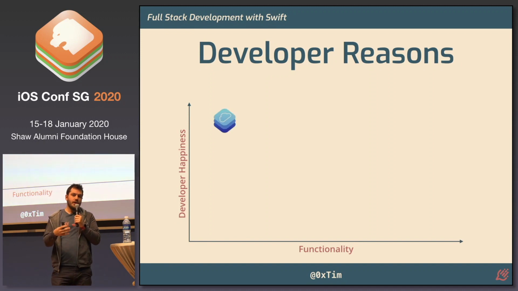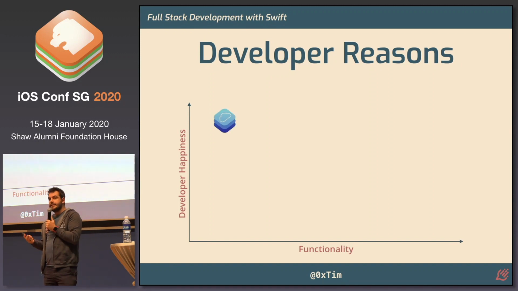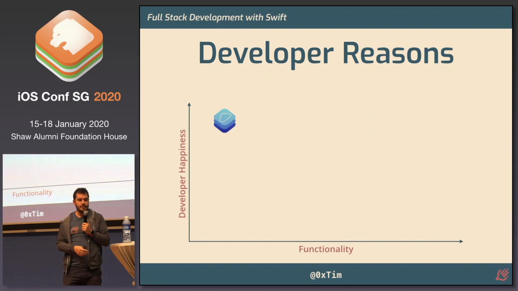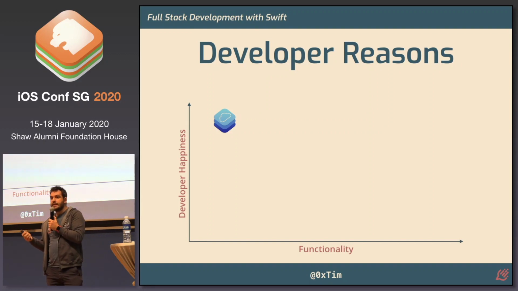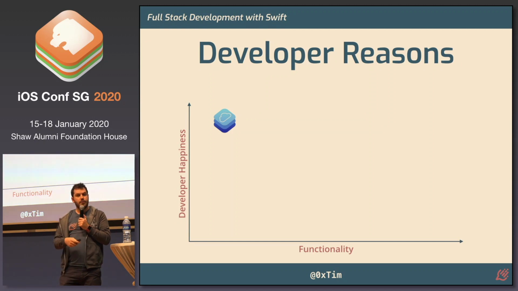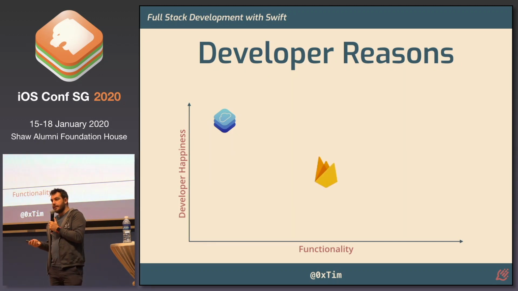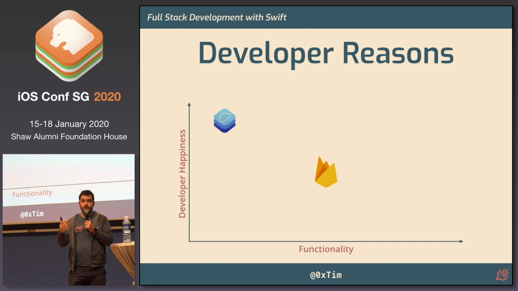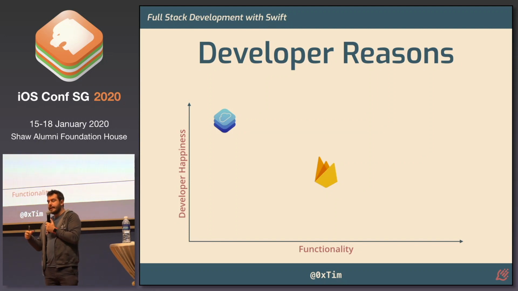So if you start, you're going to use something like CloudKit. It's really easy to get going, it's baked into the OS, but its functionality is quite limited. So you're quite happy because it's easy to use, but then as time goes on, you realize, I need something a bit more. So you might pick something like Firebase. Now, Firebase is good, it has a lot more functionality than CloudKit, but it's a little more opinionated on what you need to do. And you end up duplicating a lot of your business logic in the client apps if you have more than one client. And so your happiness drops a little bit.